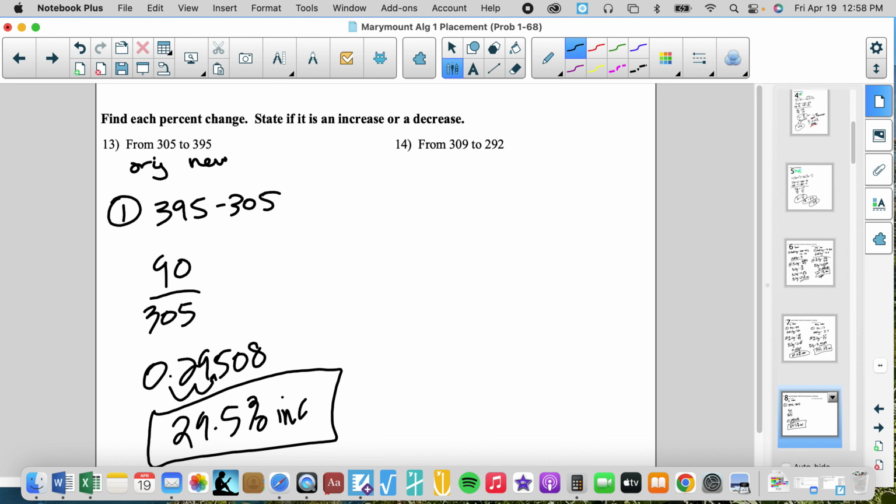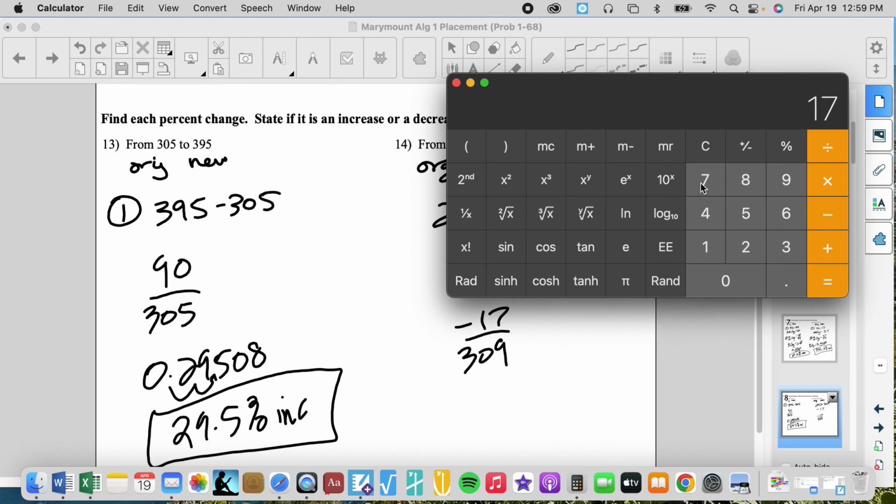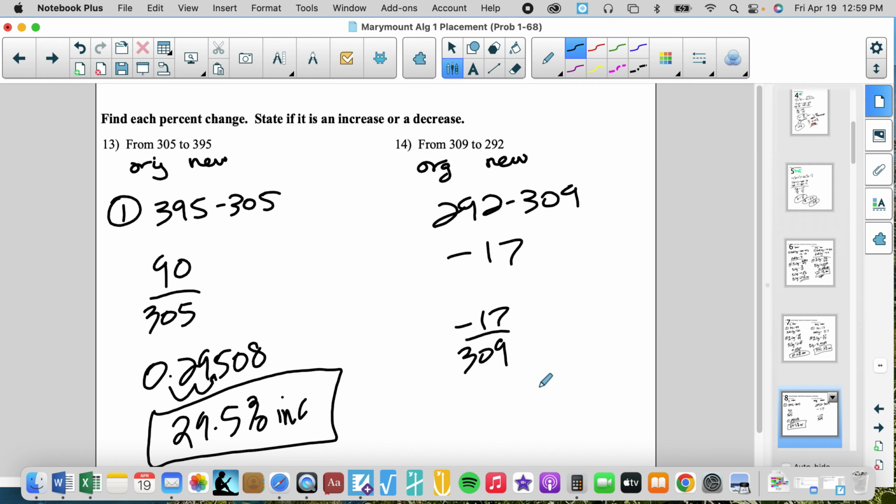29.5% increase. That's original, new, and that's going to be 292 minus 309, which is going to give us a negative 17. So that's our amount of change. So we're going to have negative 17 over 309. 17 divided by 309. Ooh, okay, that's a fun one. I get this one. 0.0550.